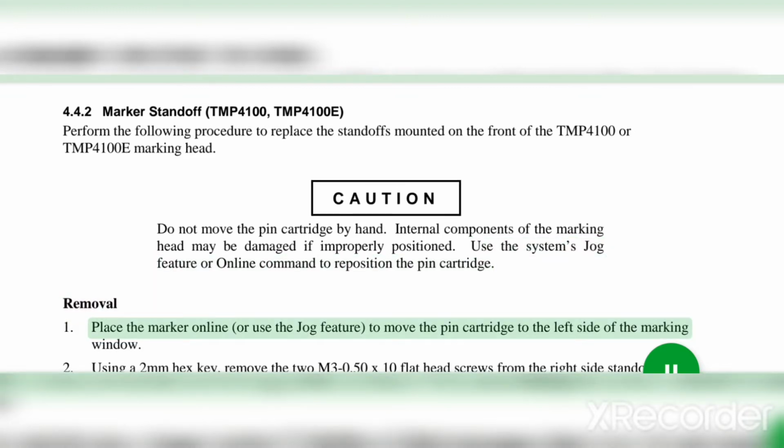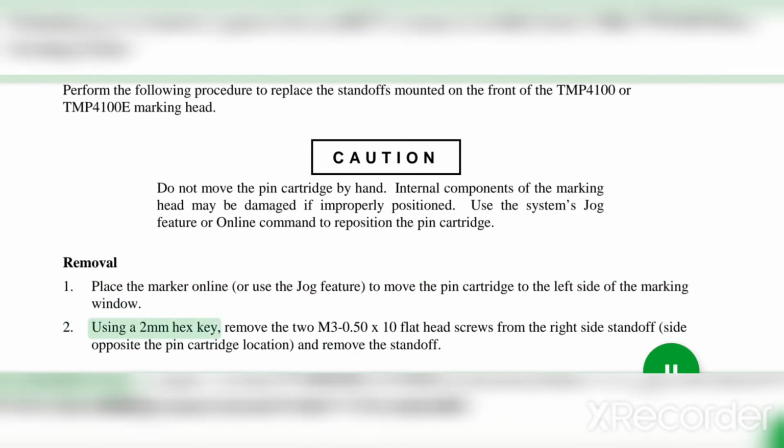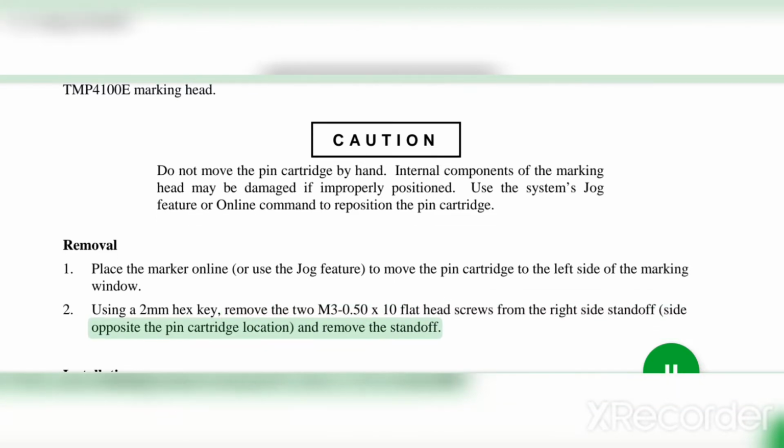Removal. 1. Place the marker online or use the jog feature to move the pin cartridge to the left side of the marking window. 2. Using a 2mm hex key, remove the 2 M3-0.50x10 flathead screws from the right side standoff, opposite the pin cartridge location, and remove the standoff.